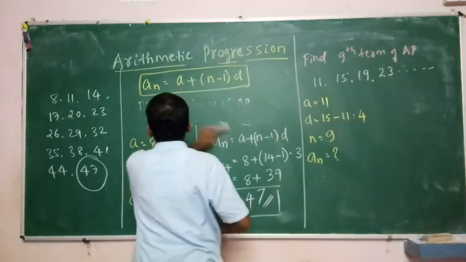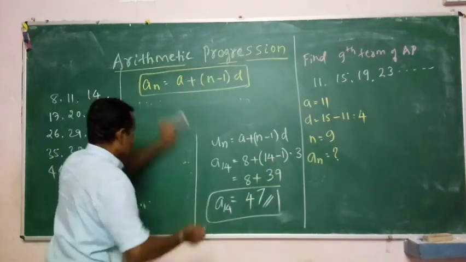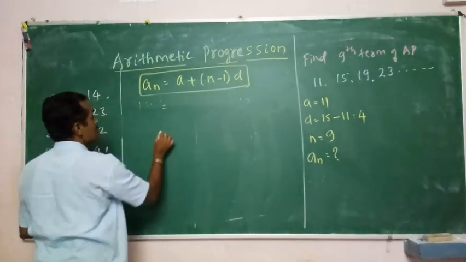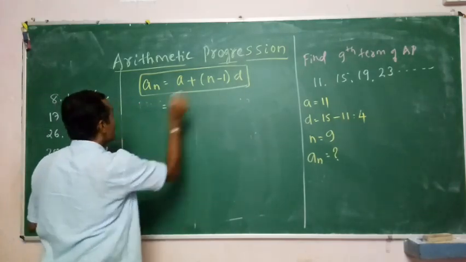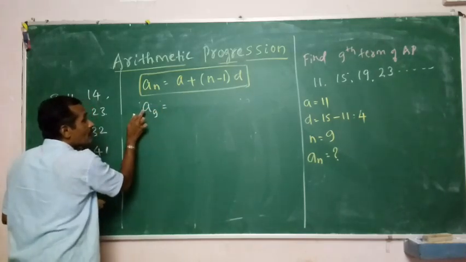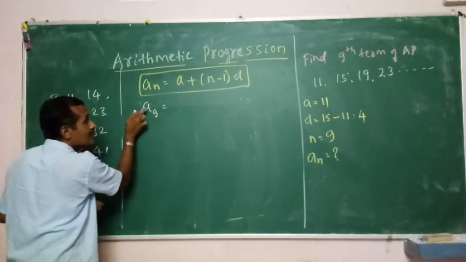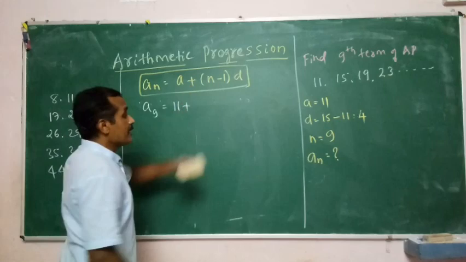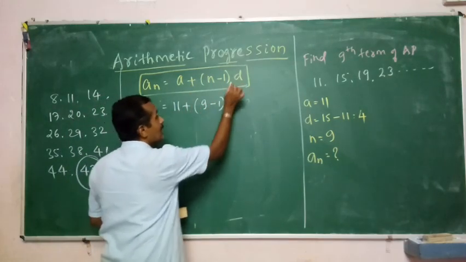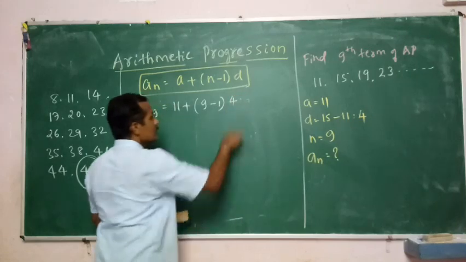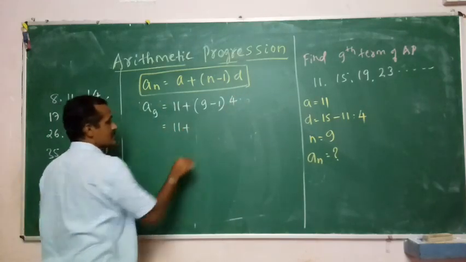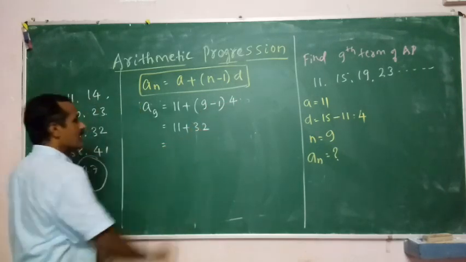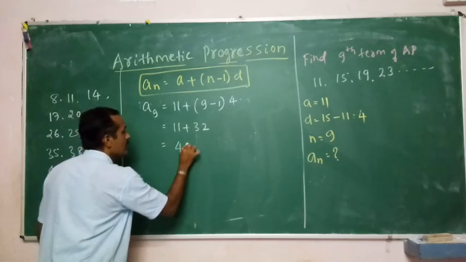Let me substitute the values. Come on. What do I have to find? An means A9, the value in the 9th place. A is 11. N minus 1, 9 minus 1, into D. D is 4. Come on. 11 plus 8 fours are 32. And the answer is 43.